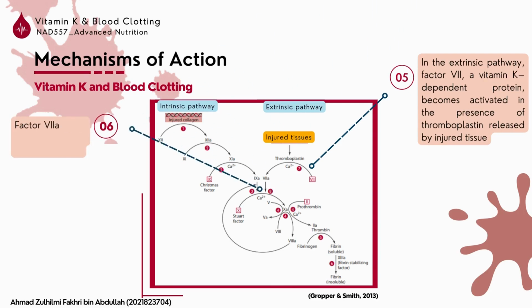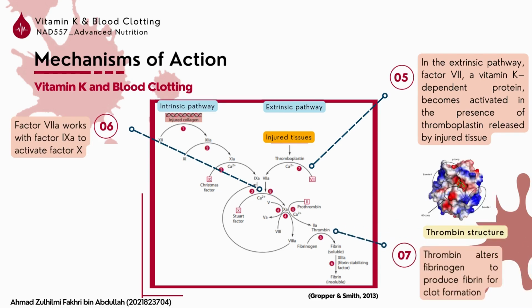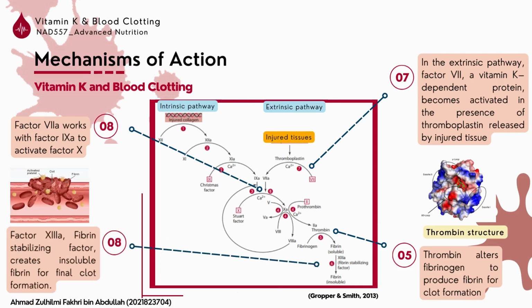The two pathways converge into a common pathway producing thrombin and ultimately fibrin. Thrombin has the central role in the coagulation cascade. Thrombin cleaves soluble fibrinogen to generate insoluble fibrin.